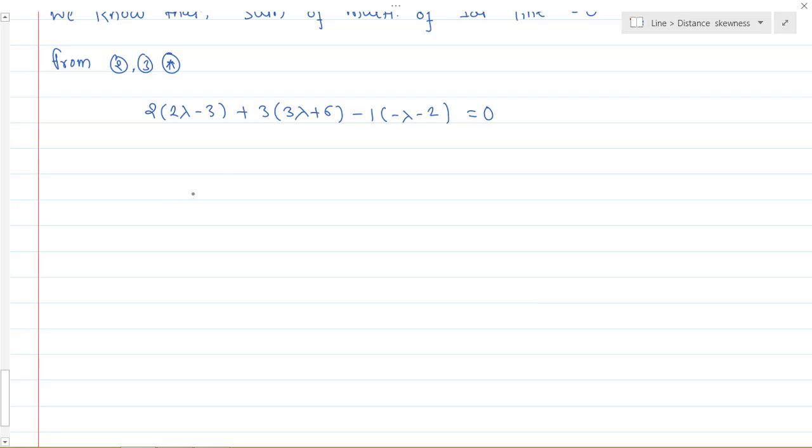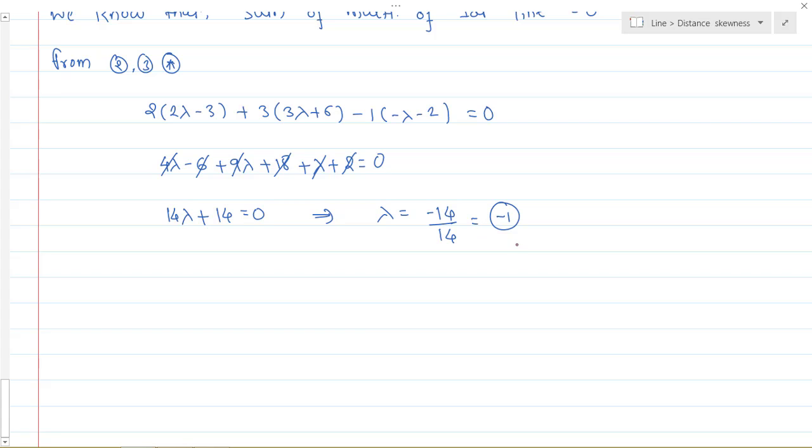So let's solve for lambda. You will have 4 lambda minus 6 plus 9 lambda plus 18 plus lambda plus 2 equals 0. Let's take all the lambdas together: 4 plus 1 is 5, 5 plus 9 is 14 lambda. Then minus 6 plus 2 is minus 4, minus 4 plus 18 becomes plus 14. It is equal to 0, which implies lambda is equal to minus 14 by 14, which is equal to minus 1. Now we get the value of lambda, which is minus 1.